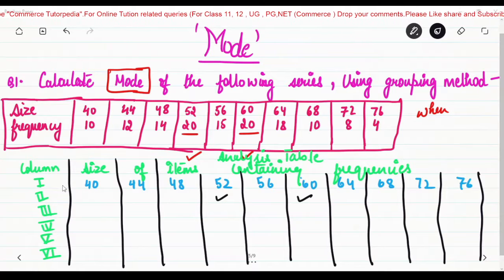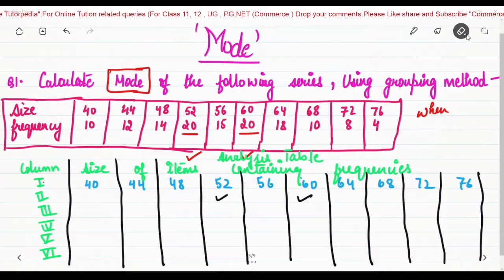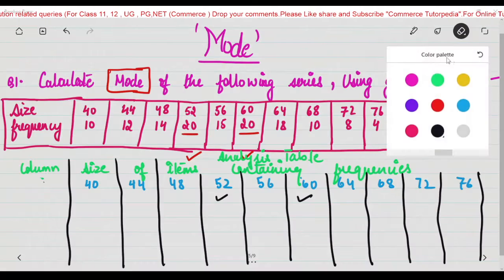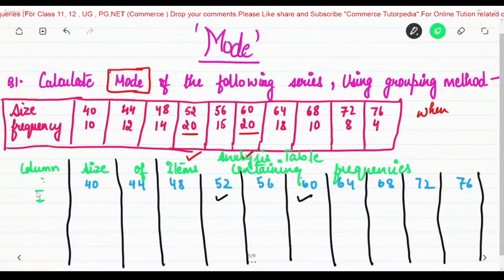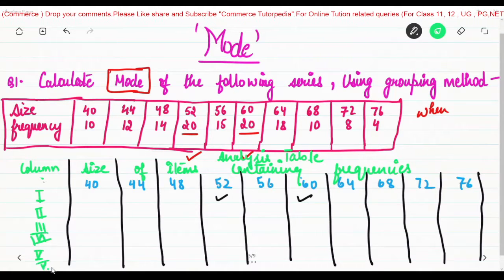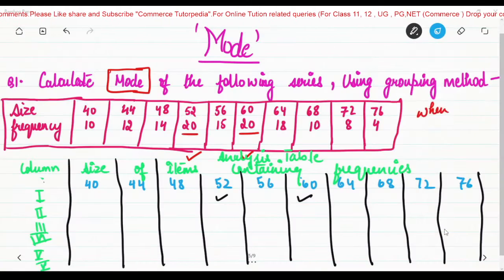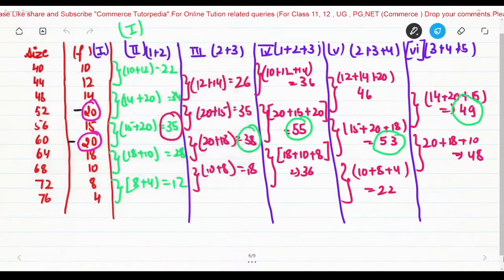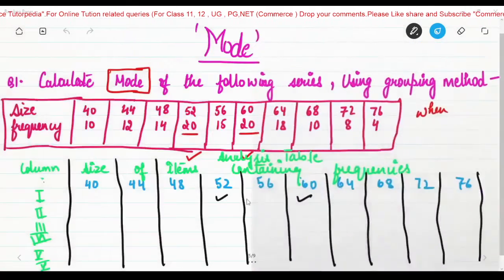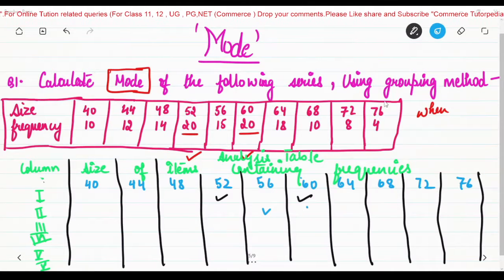Oh, okay, there is a mistake, let me correct it. Just give me a second. So this was the first column, second, third, fourth, fifth and last one is sixth. So in the second column let us see what is the highest frequency here: 35, and it lies in the sizes 56 and 60. So let us tick mark 56 and 60.